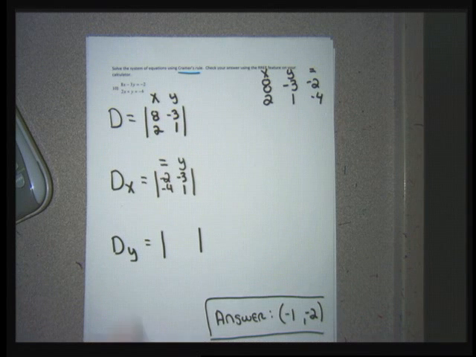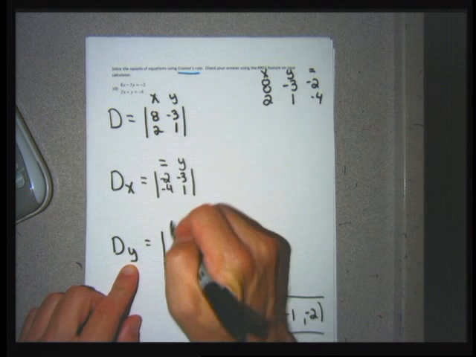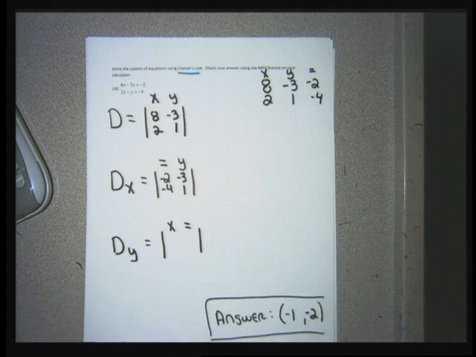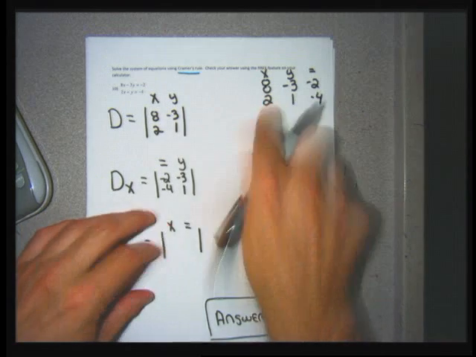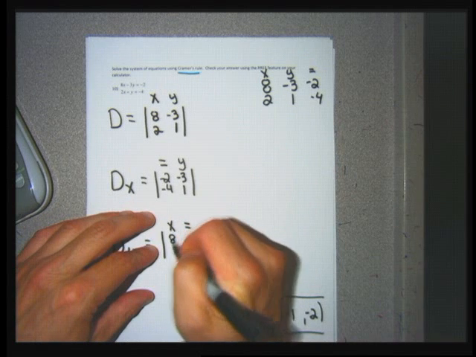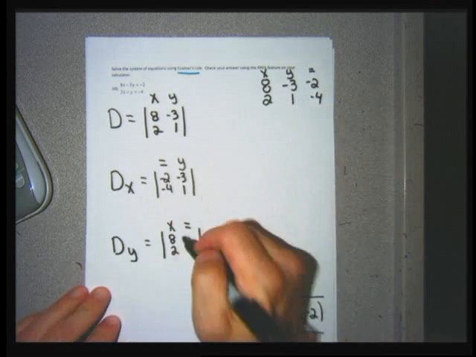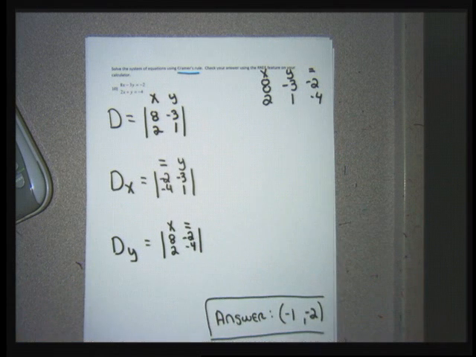Eventually I'll get a number that equals that determinant. The last determinant I need to compute is D sub y, and that determinant takes the y column and changes it to the equals column. So in the x column, I'm going to write the coefficients from the x column, which are 8 and 2. From the y column, I'm going to write the coefficients of the equals column, which are -2 and -4.